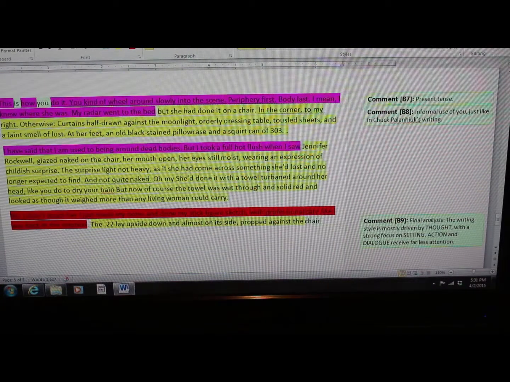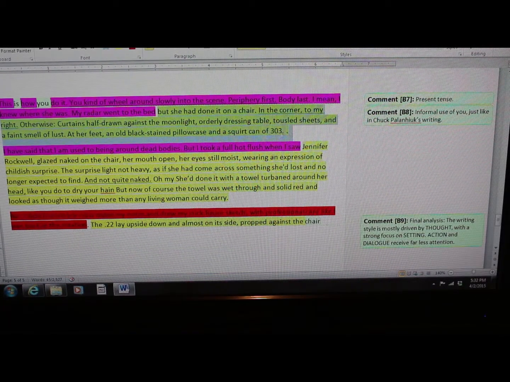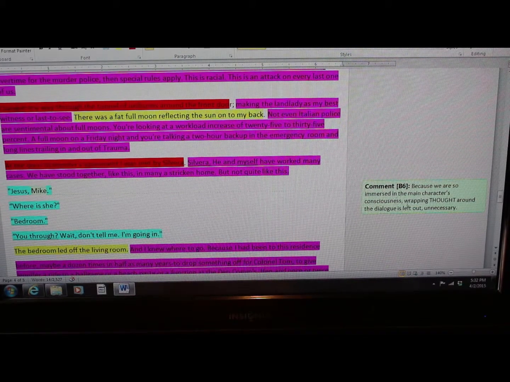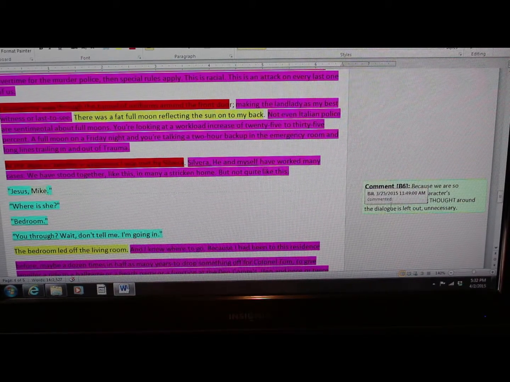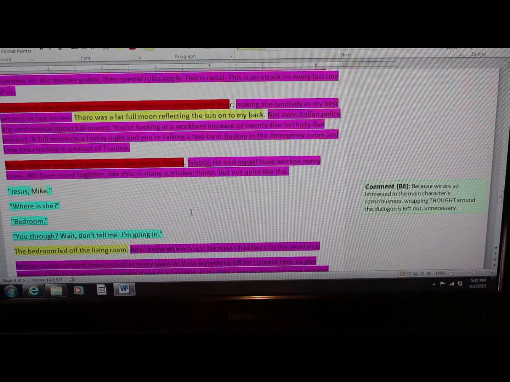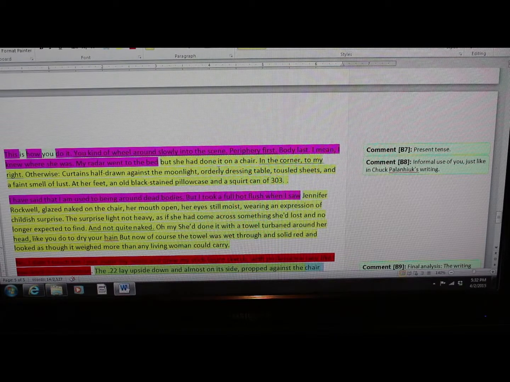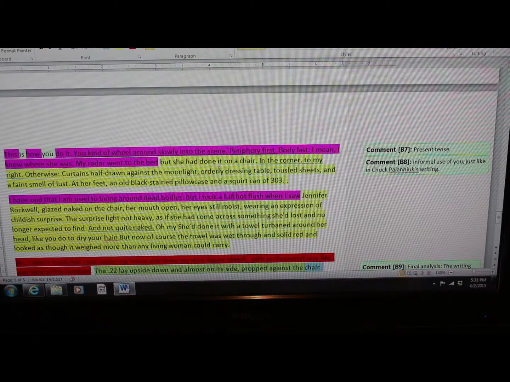And we're scrolling down. Here she's describing the crime scene. Here's something interesting to note. Because we are so immersed in the main character's consciousness, wrapping thought around the dialogue is left out. It's just totally unnecessary because we are just so deep into her head. Something else that's interesting to note is that just like the Chuck Palahniuk examples, this story is written in present tense, and it's also using the word you, second person.